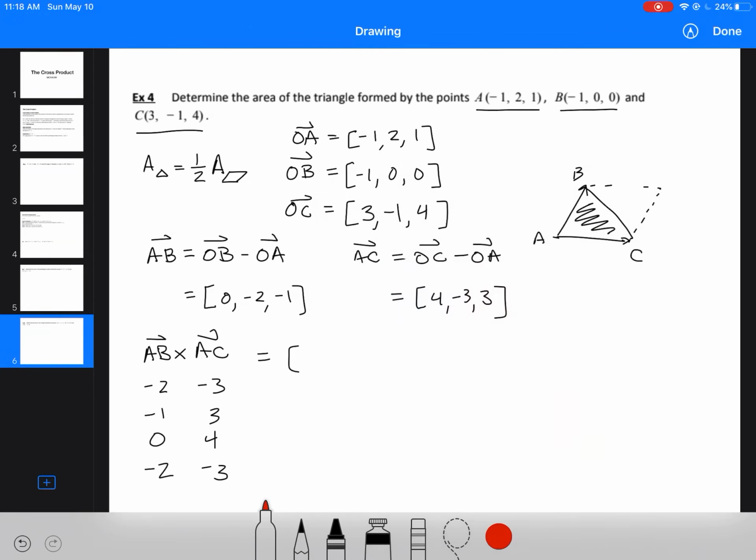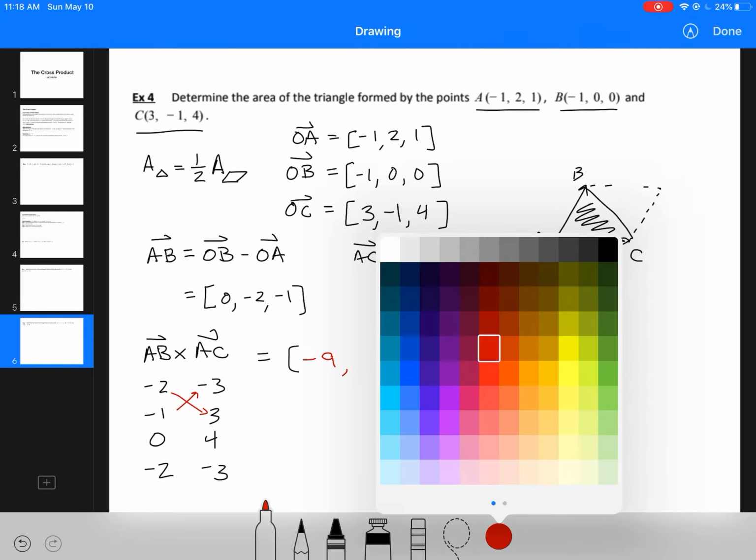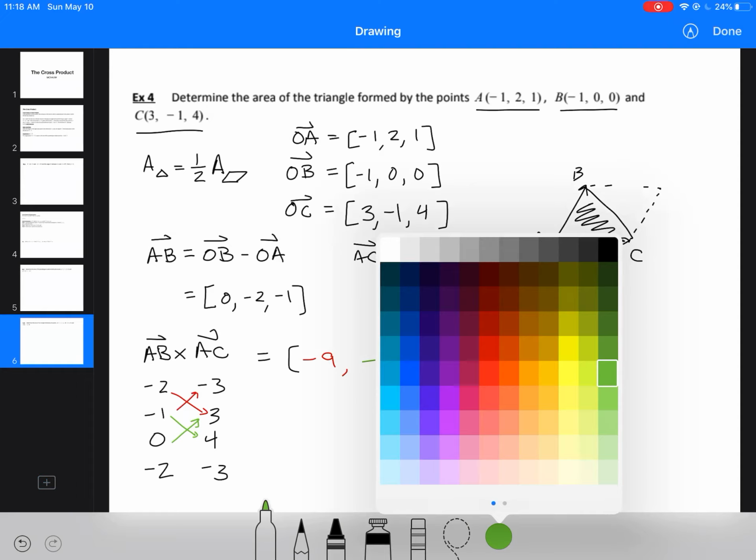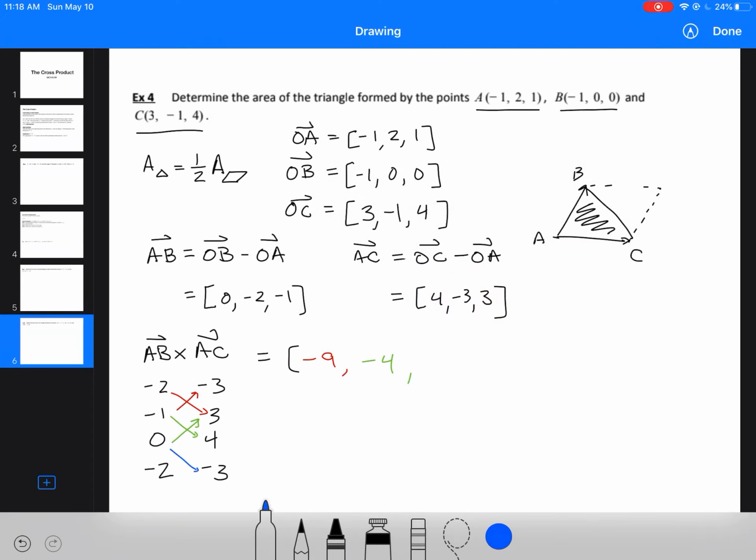And then I'm going to cross them. So again, I'll start with red. So we've got -2 times 3 minus -1 times -3, which should end up giving us -9. Second one, in green, we do -1 times 4 minus 0 times 3, which should give us -4. And our last one, in blue, we do 0 times -3 minus -2 times 4, which would give us 8.